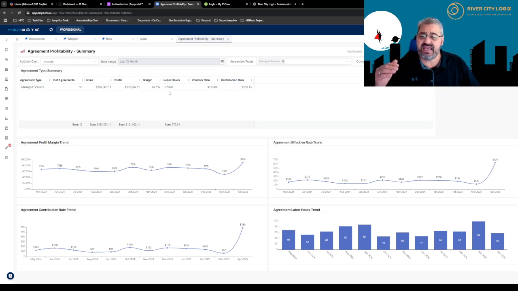So let's break this down into these 4 blocks. The agreement profit margin trend, as I said, is 67%, but being between 60 and 70 is healthy. As you can see, March I dipped into 51%. Bad. Something happened in March that I should dive into. April, of course, is still going on. This is April 21st, so it's not over.